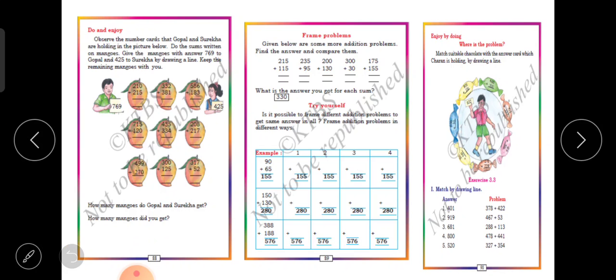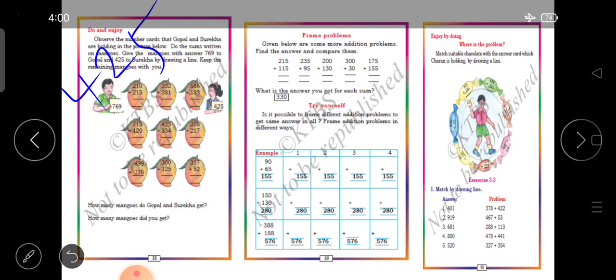200 plus 215. What is the answer? 425. Okay, here 425. Like this, add all the other answers.